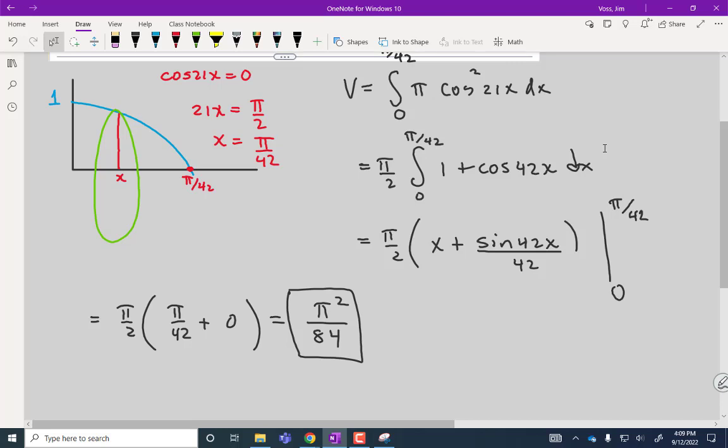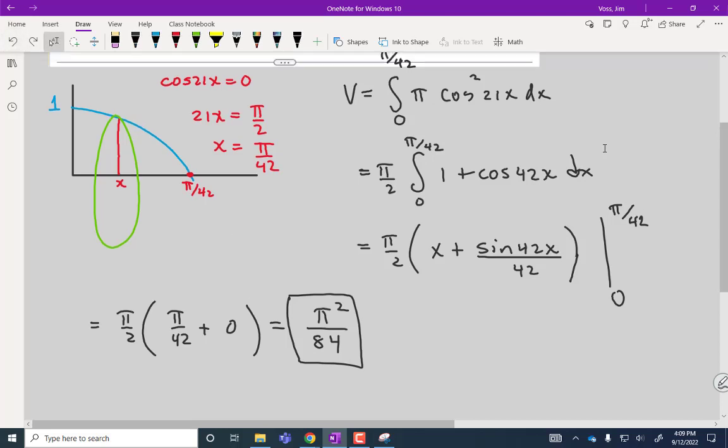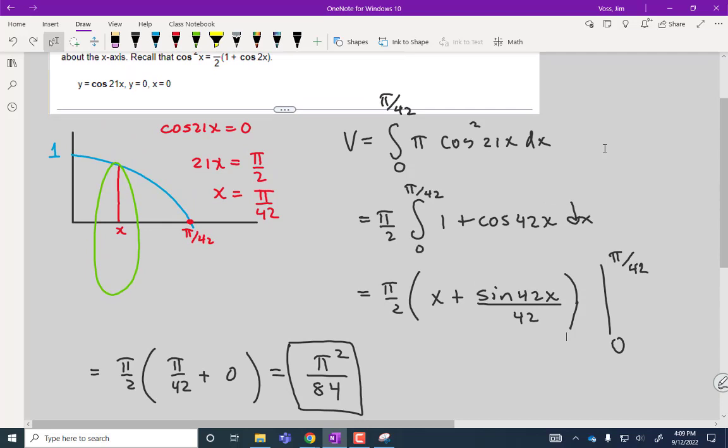I'm only confused about how to solve the limit, like the upper limit. But I think I got it. Yeah, because we're using disks, all these vertical elements are going to come to an end right there. So we have to set that equal to 0.